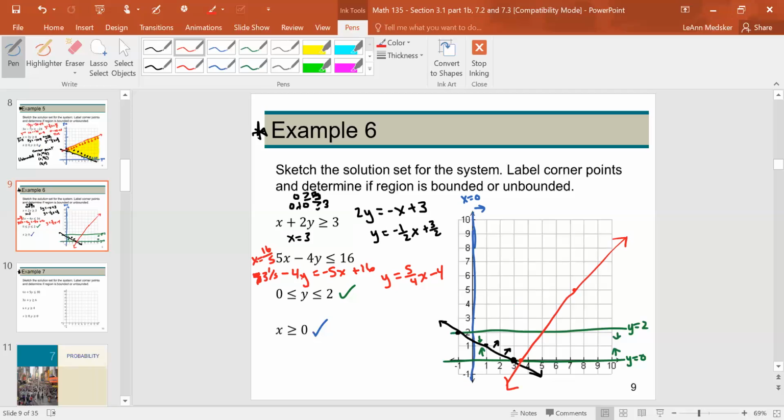Now we need to determine where to shade. So we need to put in 0, 0 since that's not on the line. And 0 is less than or equal to 16, so that's true. So we are going to shade towards the origin, which would be this direction.